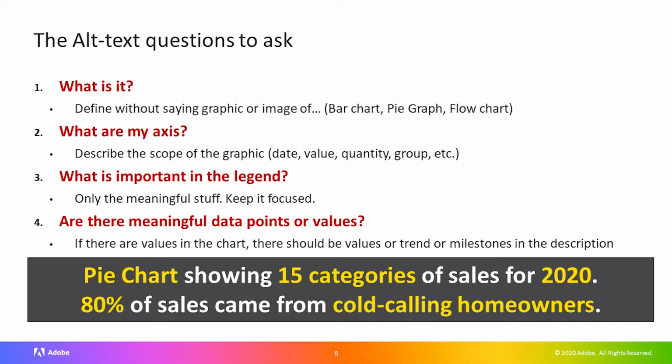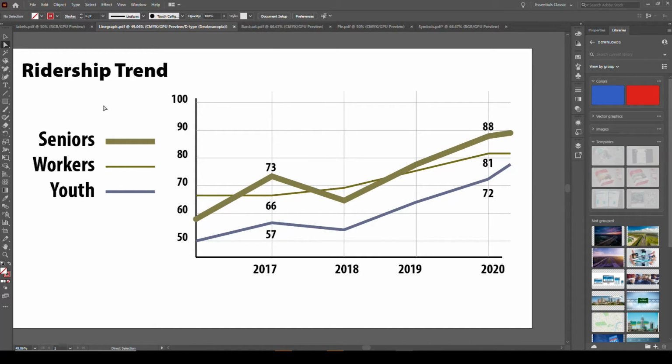What is my axis? When we've got values, if we look back at our Illustrator file here and we look at our line graph, we can see that this is ridership trends from 2017 to 2020 on a scale of 0 to 100 riders. So in this case, you'd want to say line graph showing ridership trends from 2017 to 2021. And then from there, you have to decide what is that other meaningful information you want to relate.